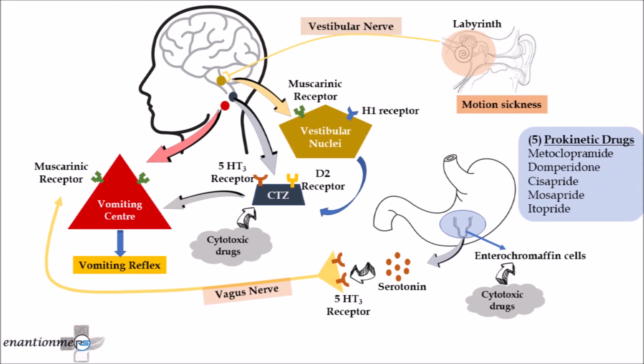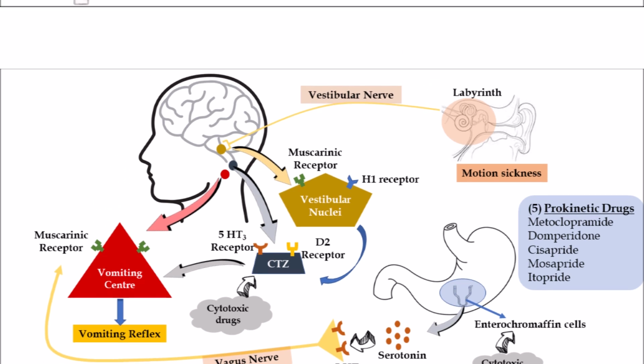like prokinetic drugs, NK1 receptor antagonists, and other drugs. The prokinetic drugs are the drugs which promote gastrointestinal transit and speed up gastric emptying. Thus, it prevents emesis. Drugs which come under this class are metoclopramide, domperidone, cisapride, mosapride, and itopride.